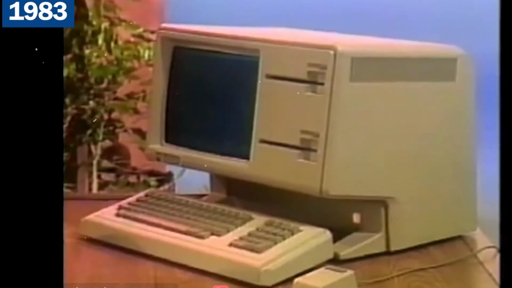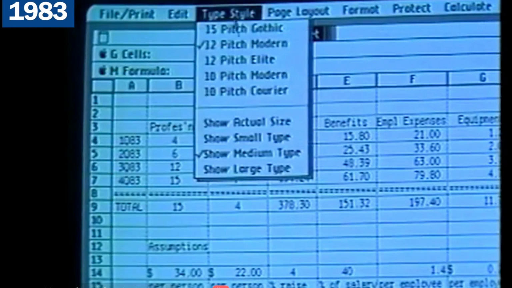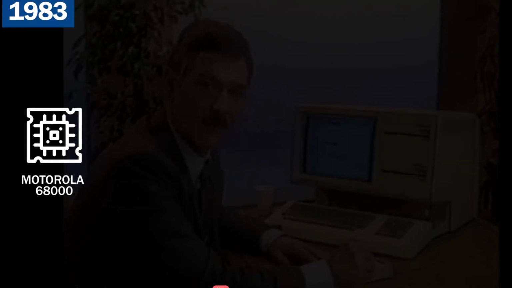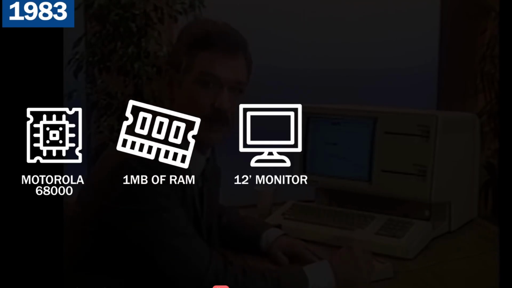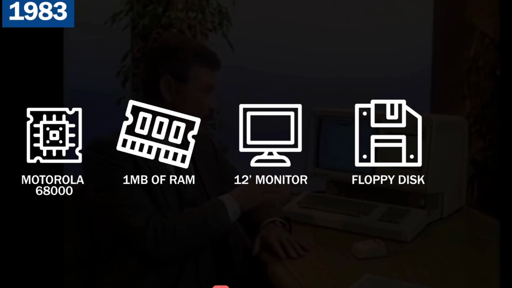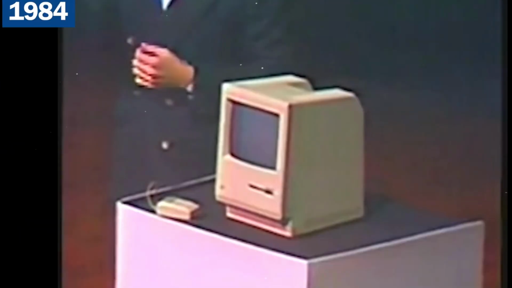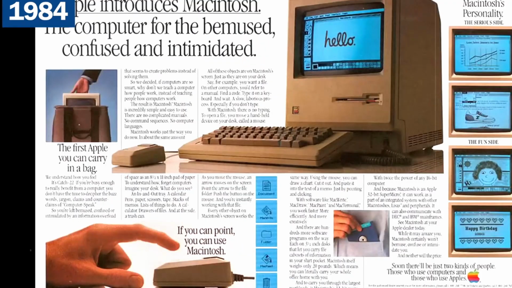Apple made history again in 1983 with the Apple Lisa, the first personal computer featuring a graphical user interface, drop-down menus, icons, a Motorola 68000 microprocessor, 1 MB of RAM, a 12-inch black and white monitor, dual floppy disk drives, and a 5 MB hard drive. The following year, Apple introduced the Macintosh, a groundbreaking computer with a graphical user interface and the Motorola 68000 microprocessor.